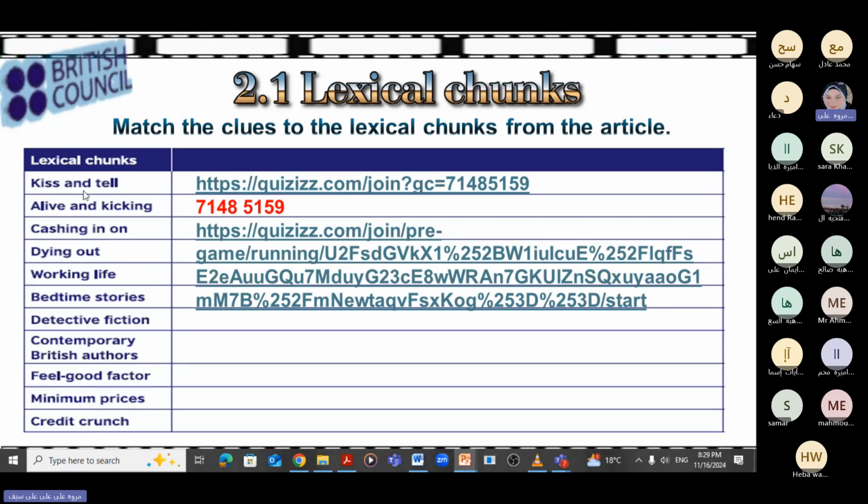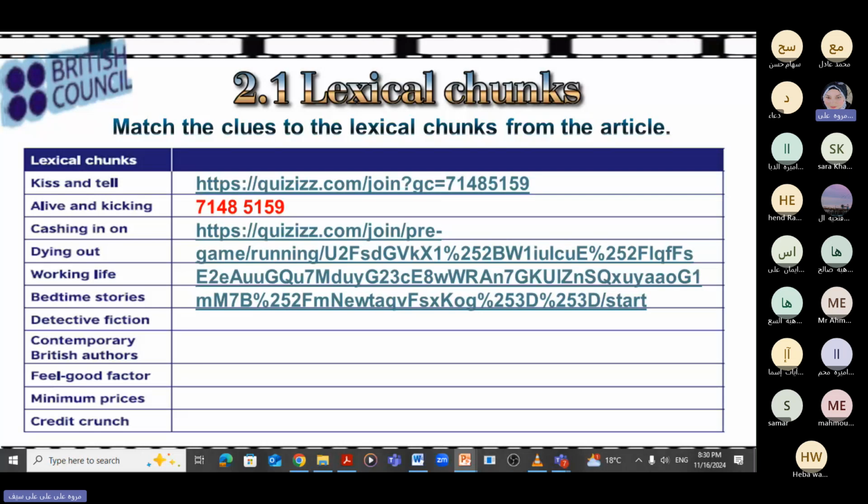All these are lexical chunks that refer to the clues that we have already written in the dictation activity a while ago. Now I will give you 1 minute only to think about what every clue refers to. We are going to match the clues to these lexical chunks in the form of a digital game, which is very enjoyable, after you think first, and then we will play this game together.